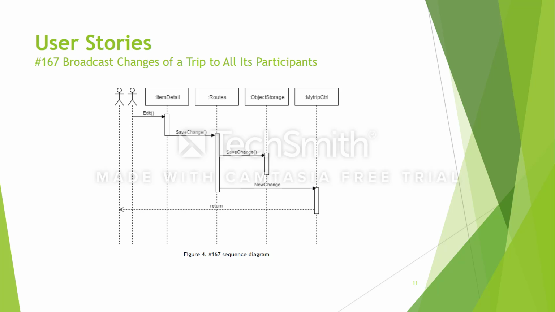When the user on the right edits the item, it will issue a save change signal to the routes. So the backend will first of all store the changes into the object storage and will broadcast to all the users with the new change to my trip control in the front end, which will return to the user on the left to show the updated version through the view.